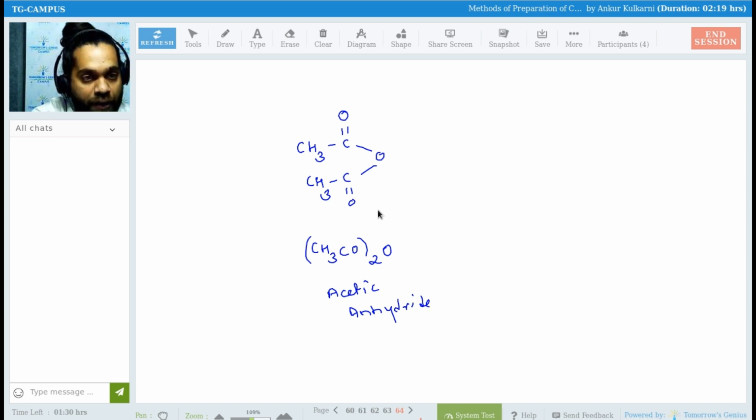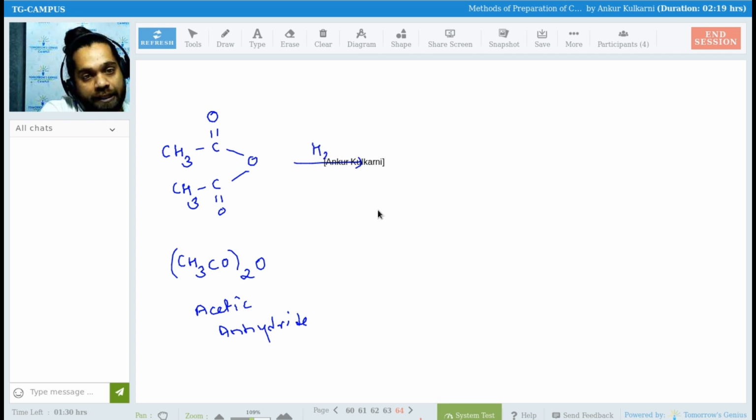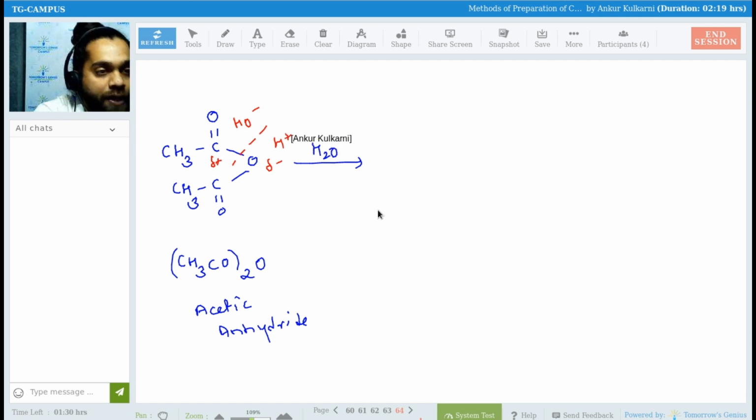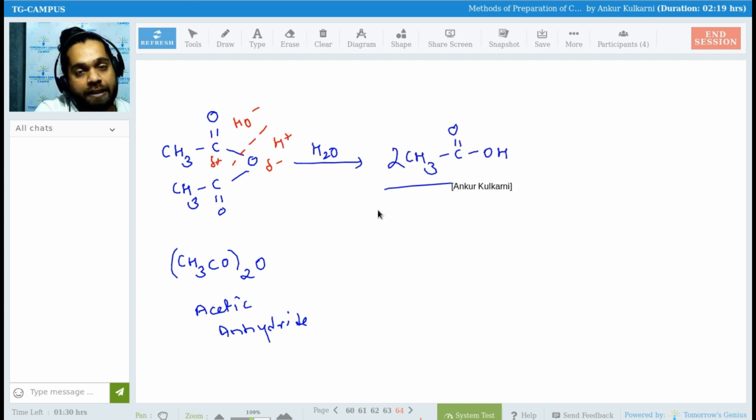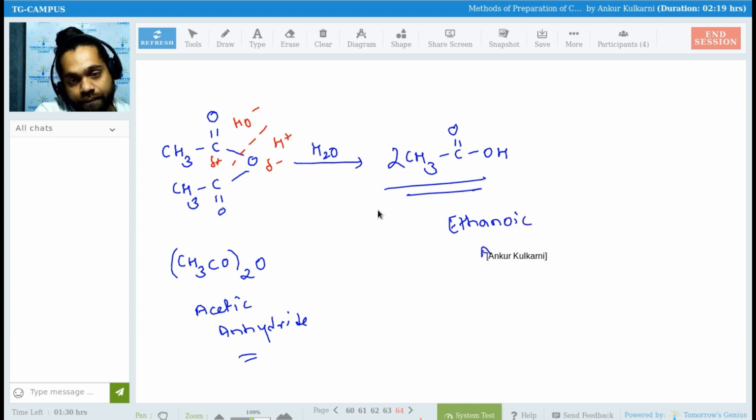So if I hydrolyze this, Sasidharan, again H2O. What will happen? This is partial positive, partial negative. It will break. The positive part will get the negative OH minus, and this will get H plus. So what am I going to get? I am going to get CH3COOH, so two molecules of acetic acid. So what have we prepared from the anhydride? Write it down. From anhydride, you have prepared a carboxylic acid.